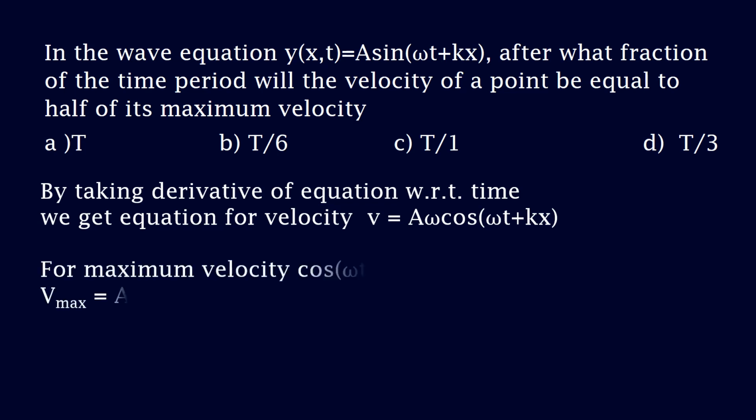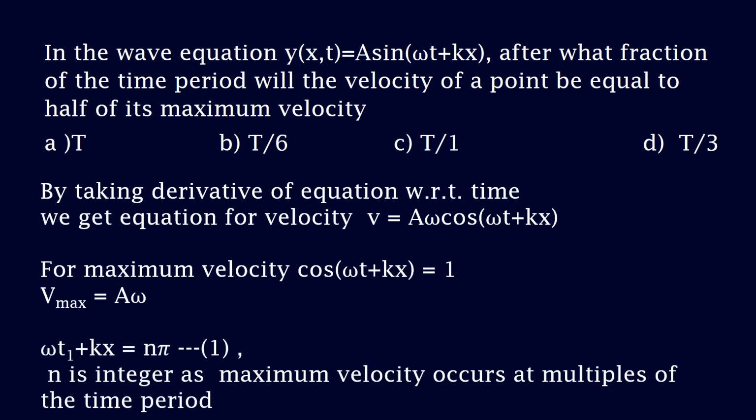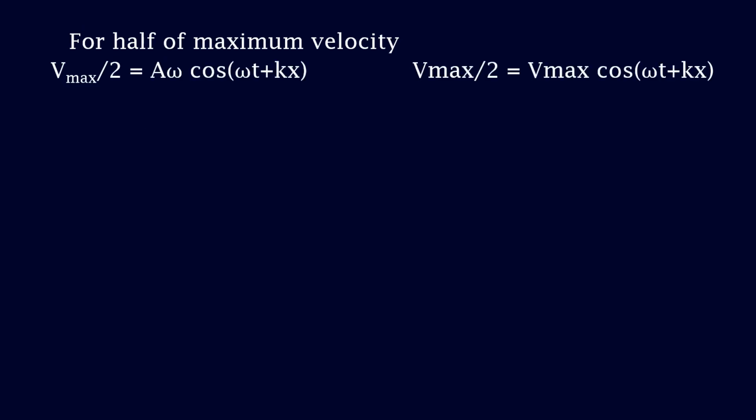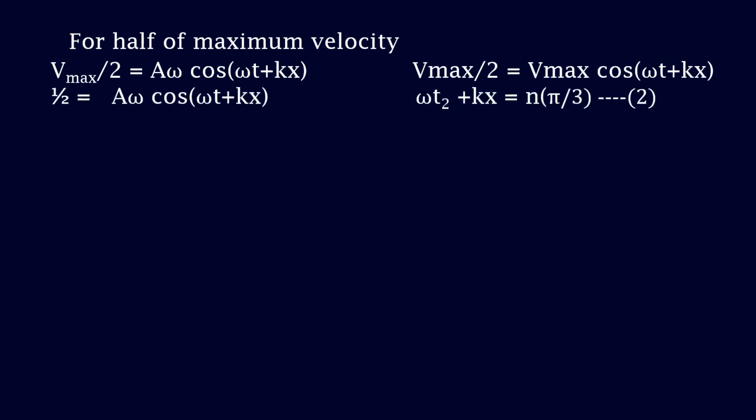For maximum value of velocity, cos(omega t plus kx) must be equal to 1. So, maximum velocity occurs at integer multiples of the time period. Therefore, omega t1 plus kx equals n pi. For half of maximum velocity, we substitute v as v max upon 2, and we get v max upon 2 equals a omega cos(omega t plus kx). But we know that a omega is v max. Therefore, we get half equals cos(omega t plus kx).